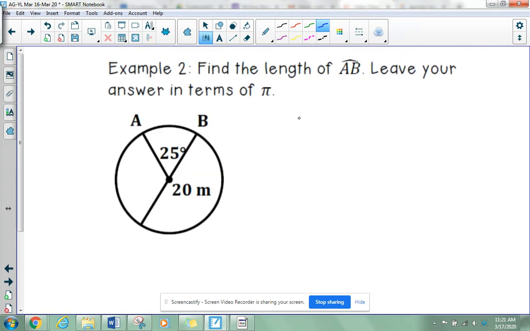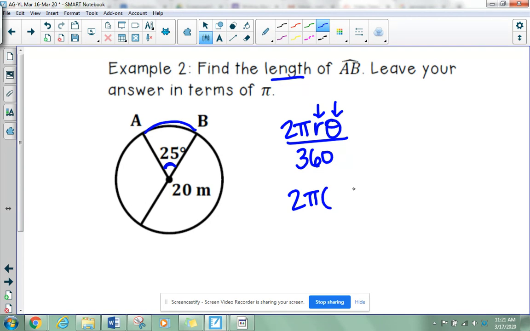Here's one more example. It says find the length of the arc AB, and it says leave your answer in terms of pi. Remember, arc length, that's this formula, and I need numbers that I can plug in for radius, and I need a number that I can plug in for the central angle. Notice they gave me the central angle that goes with arc AB. So I know that the theta that I need is 25.